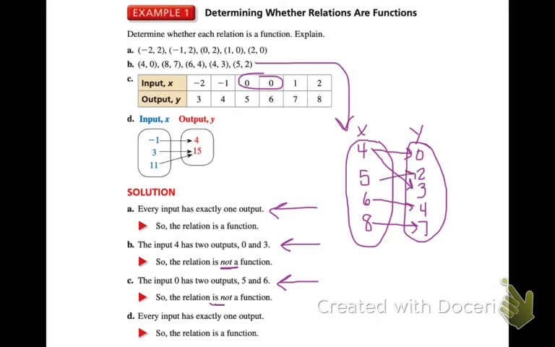Notice right here, this situation where you have this 4 having 2 arrows being drawn to 2 different things, right? So that is letting you know that that is not a function, but having two different inputs going to the same output is okay. So for D, it is a function, okay? All right, let's keep going.